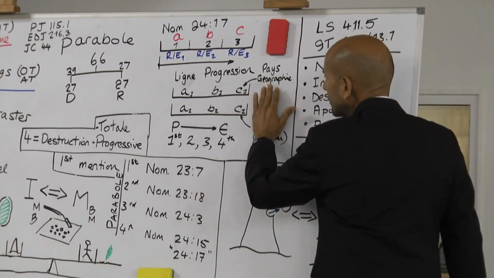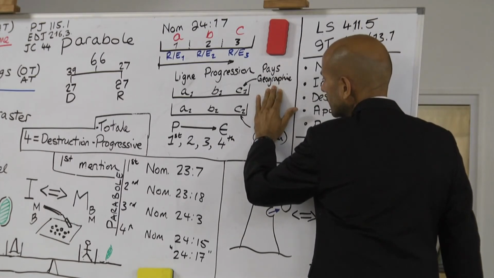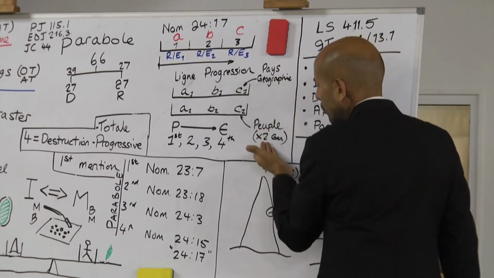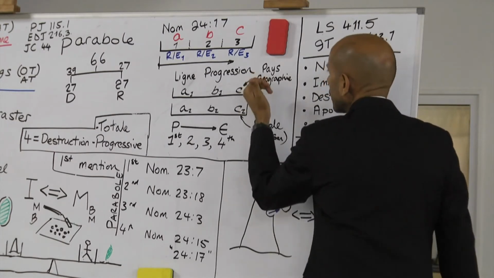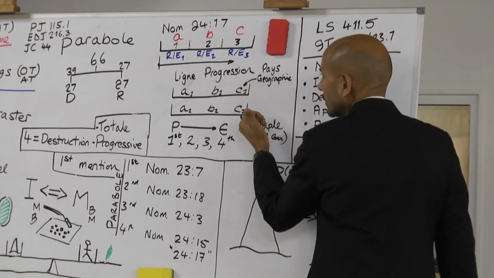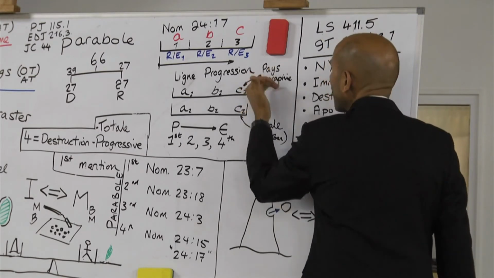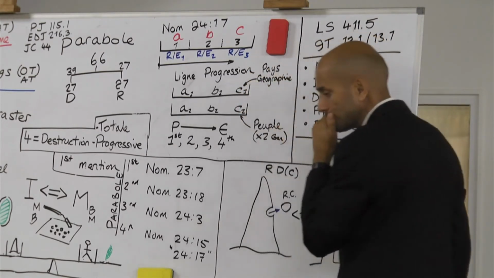Number 1 is a symbol of geography. Number 2 is a symbol of people. Repeat and enlarge. This shows us a geographical model.